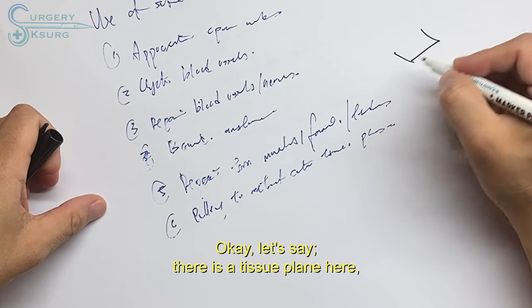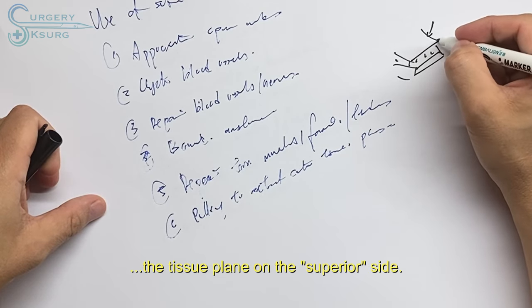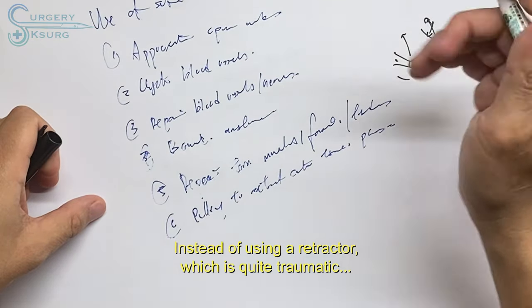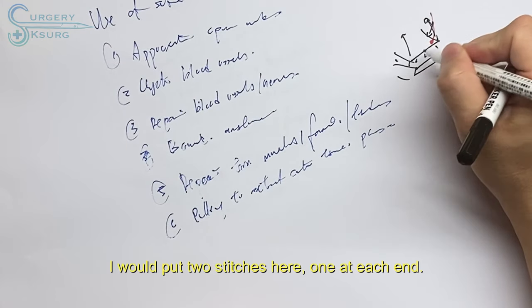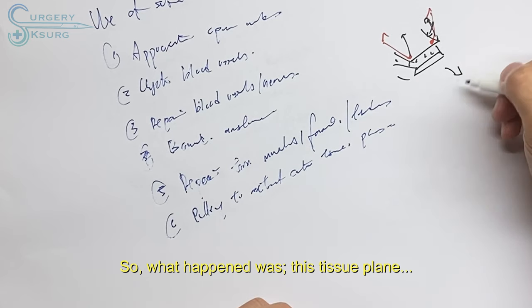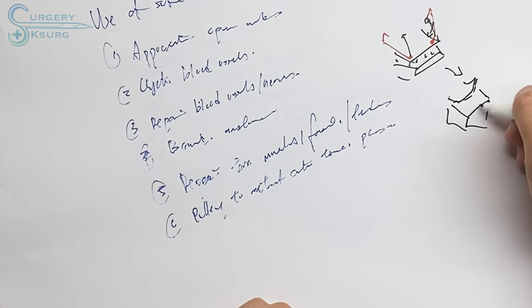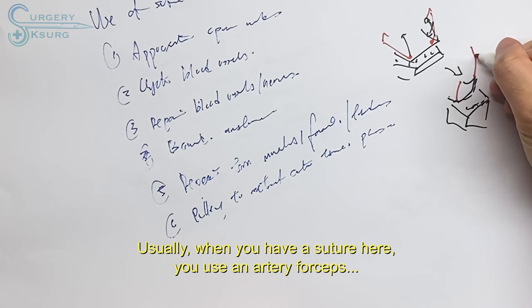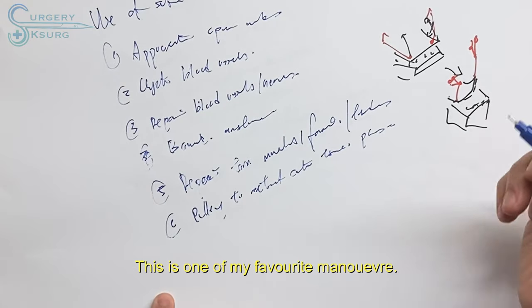Okay, let's say there are two tissue planes here. You are trying to retract this tissue plane on the superior side, or you call it the superficial part. So instead of using the retractor, which is quite traumatic, what I will do is put two sutures here, one at each end, and I pull it. So what happens is this tissue plane will be retracted upwards, so that you can have more space to work inside here. And usually, when you have a suture, you use an artery forceps to hold it. This is one of the favorite maneuvers that I always do.